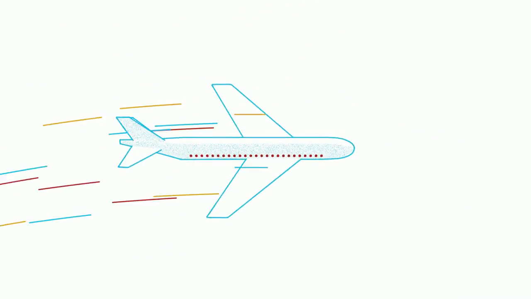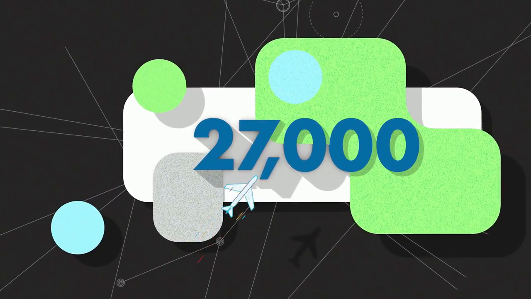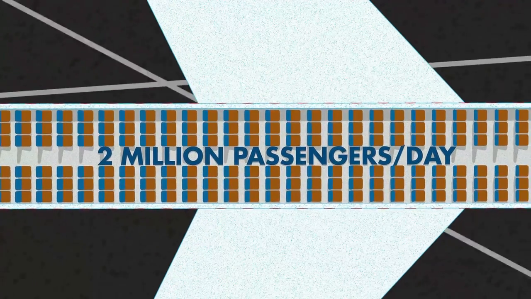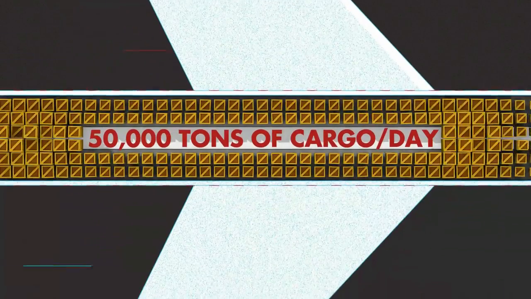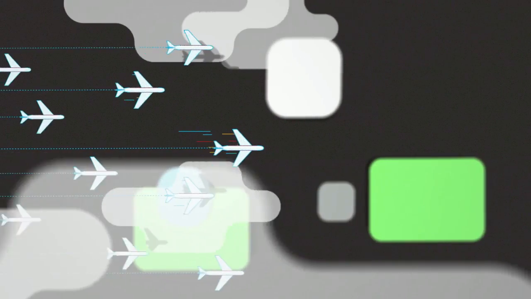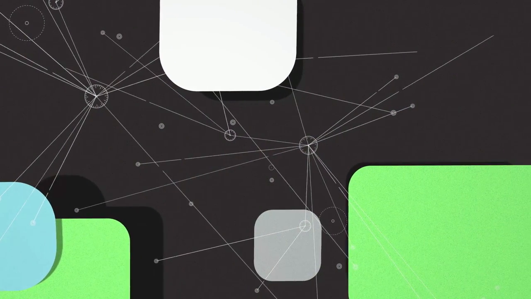More than 100,000 flights leave the ground every day around the globe. Over a quarter of those, 27,000, take off in the U.S., carrying nearly 2 million passengers and 50,000 tons of cargo. This number is only expected to grow, but the infrastructure the industry relies on is increasingly out of date.